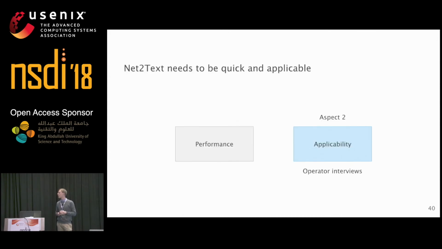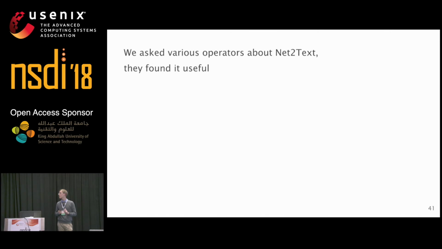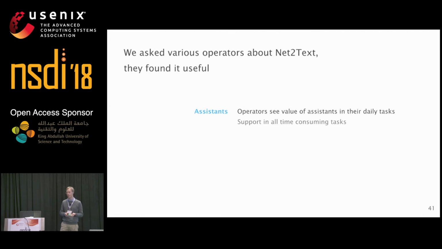Now, as a last point, we also talked to a few operators to see what they think about Net2Text. In general, the network operators saw a big value in Net2Text and similar systems when they can speed up their work, if they can take away some of this time-consuming data crunching tasks. In addition, they liked the natural language interface and saw a special value for higher level management or less technical people. Also, they saw applications, for example, for customers to kind of ask what is going on in the network.